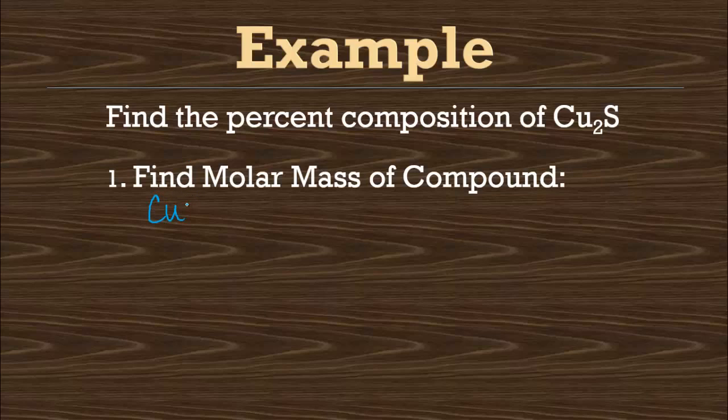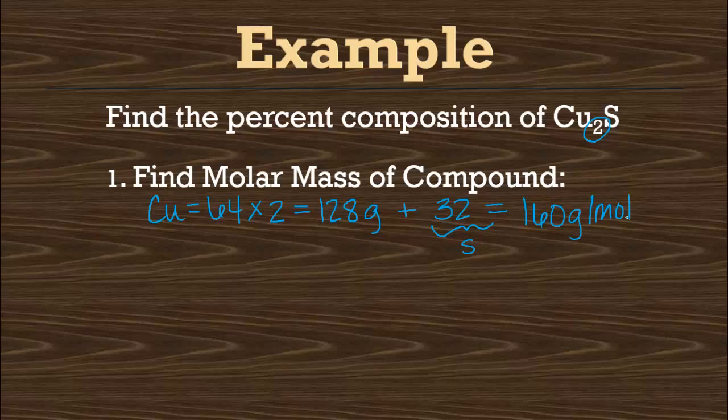So Cu has a mass of 64. We know there are 2 of them, so we're going to multiply it by 2, and we get 128 grams. We're going to add that to S, which is 32, and we get an answer of 160 grams per mole for the compound.